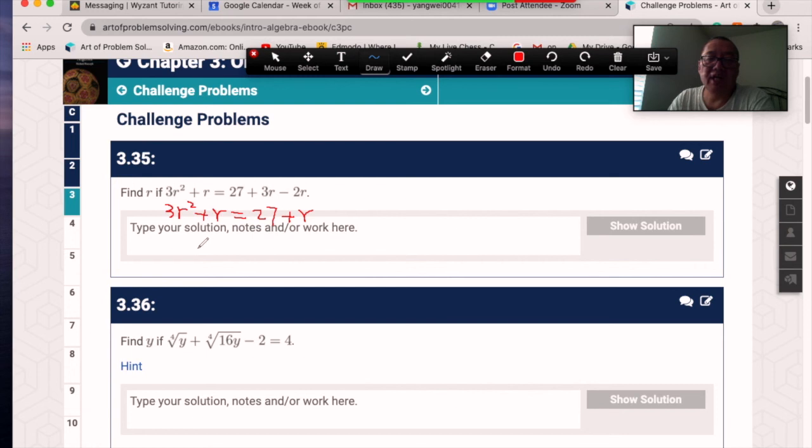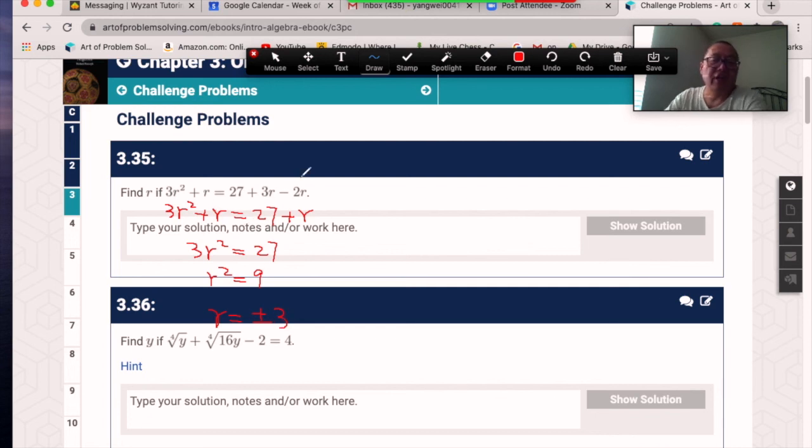Then both sides have r, so you can cancel out this r. You get 3r squared equals 27. Then divide both sides by 3. You get r squared equals 9. Then that means r equals plus or minus 3. Right? r is positive 3, that's okay. r also can be negative 3.